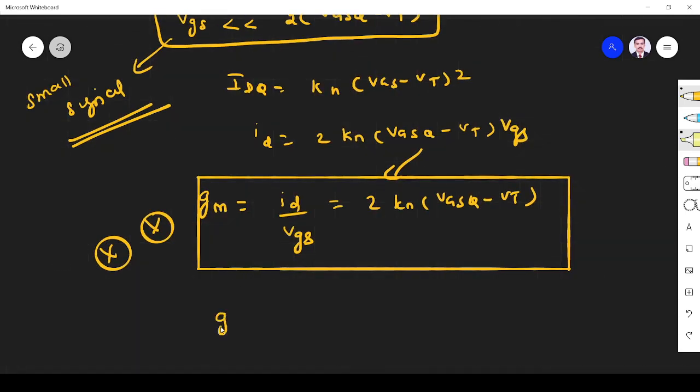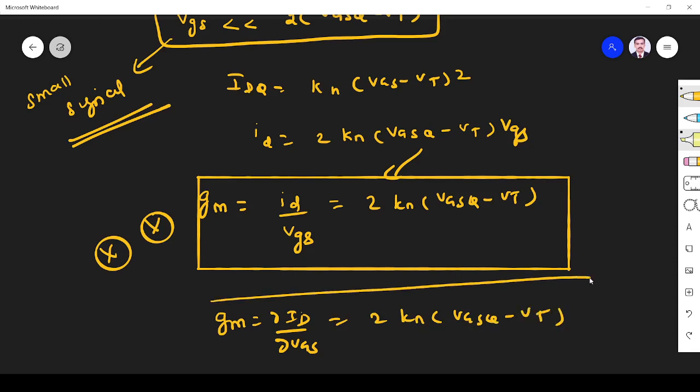Otherwise, you can define transconductance also as ∂ID/∂VGS, where capital ID means this fellow. If you differentiate this with respect to VGS, I will get the same answer, 2Kn (VGS_Q minus VT). Both are the same only.